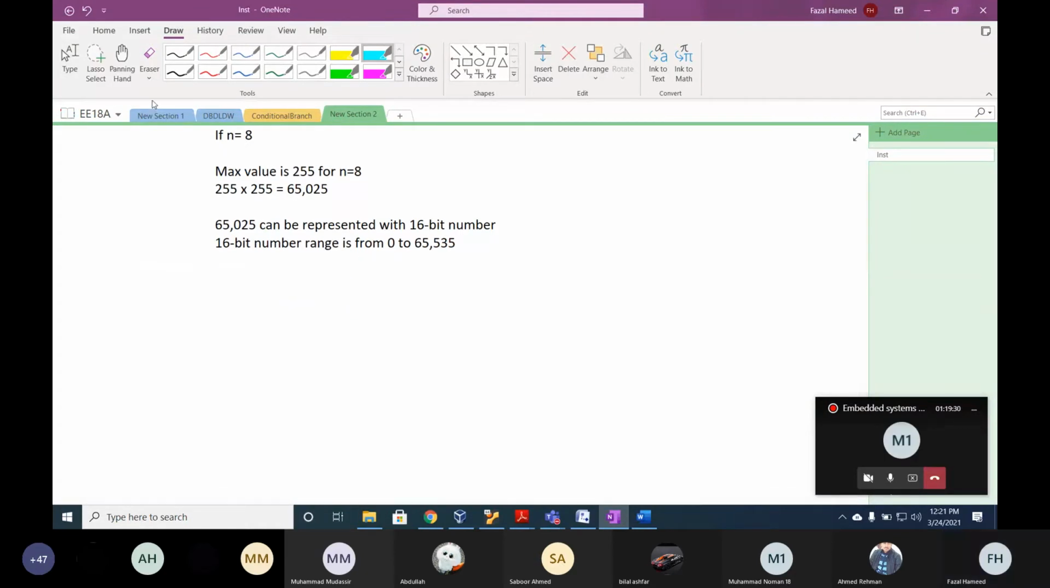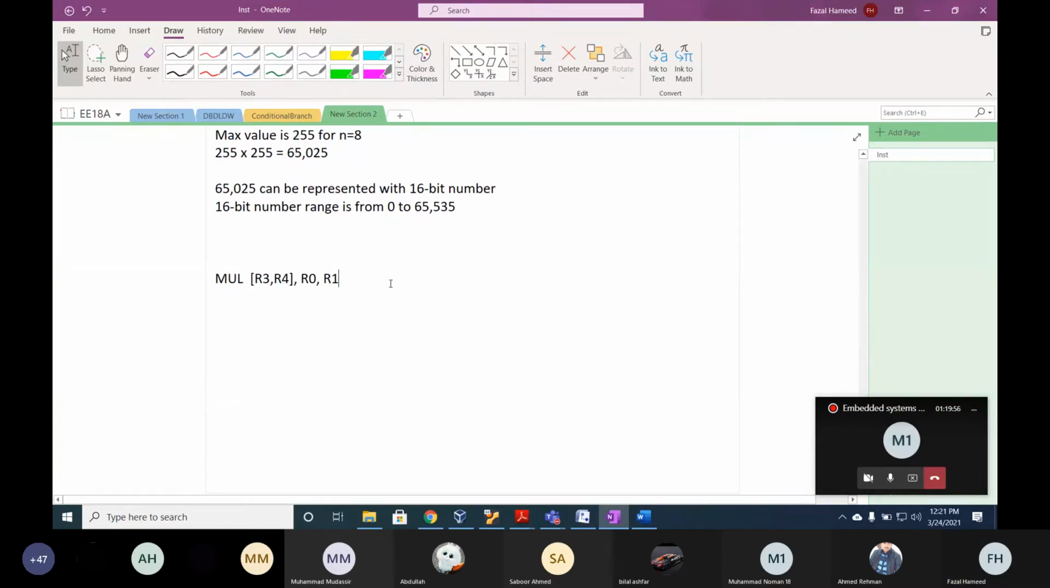Now, can I write it like this? Multiply R3, R4. Did you understand this or not? Did you get this point or not?